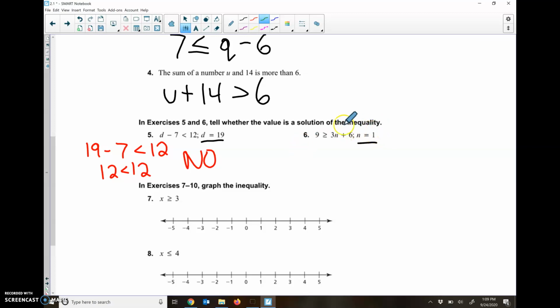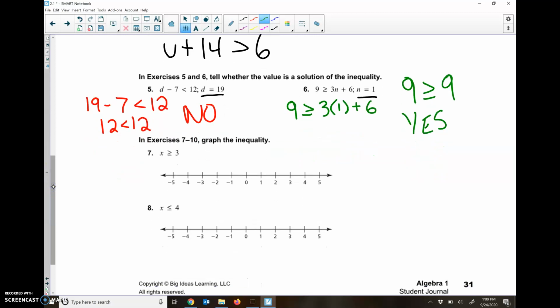All right, number 6. They're telling us that n is 1. So 9 is greater than or equal to 3 times 1 plus 6. 3 times 1 is 3. 3 plus 6 is 9. So I have 9 is greater than or equal to 9. And this is kind of the opposite of number 5, yes, it is true. 9 is greater than or equal to 9. It is, in fact, equal to 9.